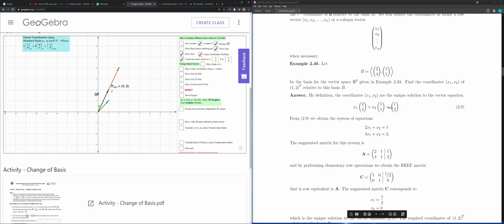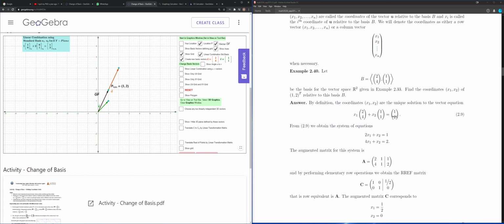So what we want is the coordinates of (1, 2) relative to the basis (2, 4), (1, 1). The coordinates of your vector (1, 2) relative to your basis vectors mean that they are the scalars x1 and x2 such that when you put in the x1 over here and the x2 over here, this works out to be (1, 2). So the coordinates are just going to be the solutions of this vector equation.